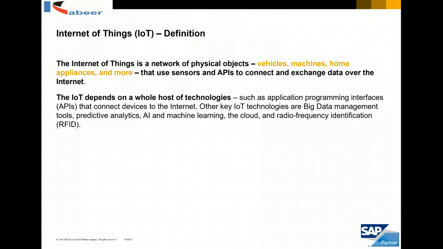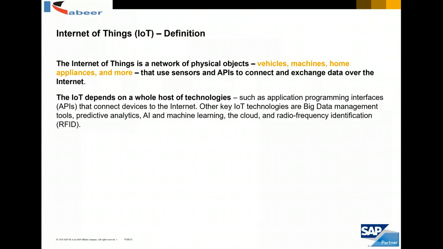If you look at this picture, you are connecting your physical objects and devices. You're also connecting your vehicles, your machines, home appliances. You're connecting many other things. So Internet of Things is Internet 2.0, where you're connecting using sensors.